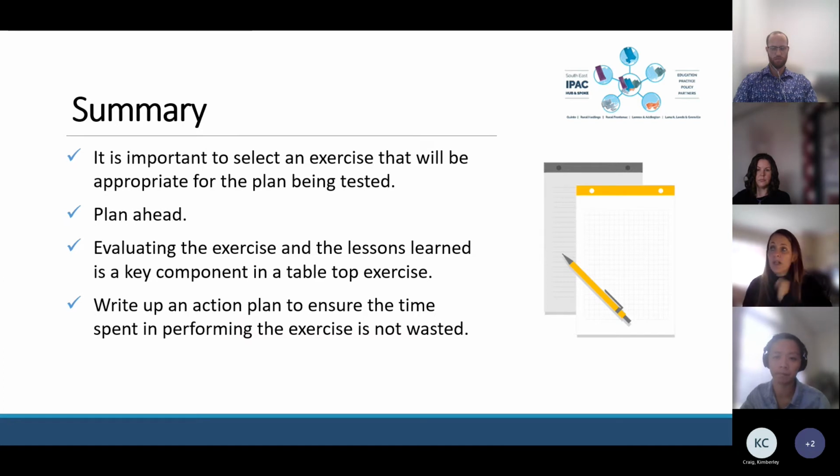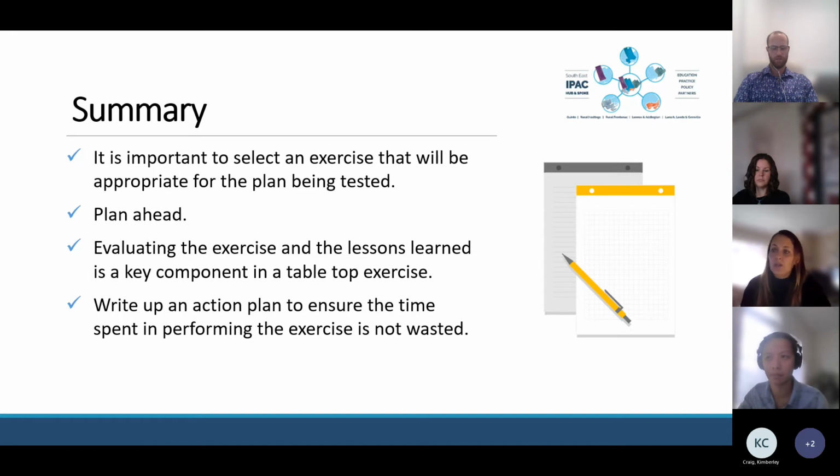So in summary, it's really important to select an exercise that is going to be appropriate for the plan that you want to test. Make sure you plan ahead. These things do take time to prepare. Important to evaluate the exercise and your lessons learned. That's a key component in a tabletop exercise. You also want to write up an action plan to make sure that all the time you spend in performing the exercise is not wasted.